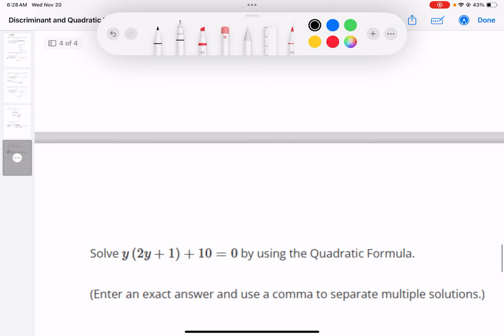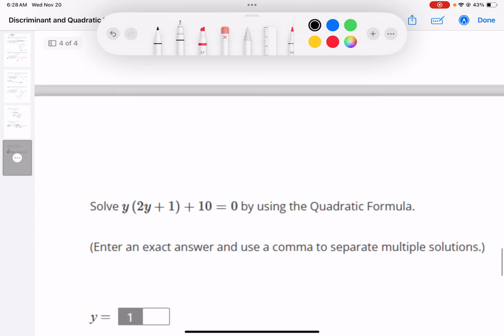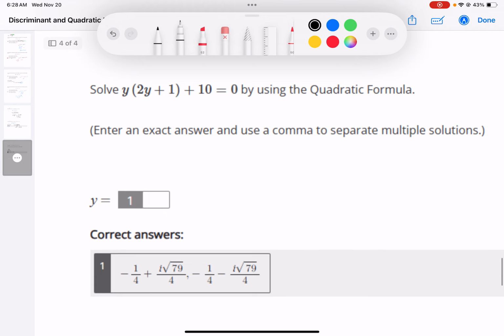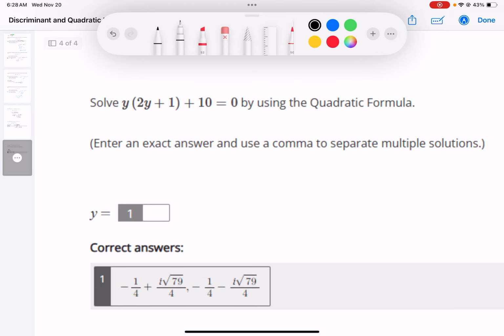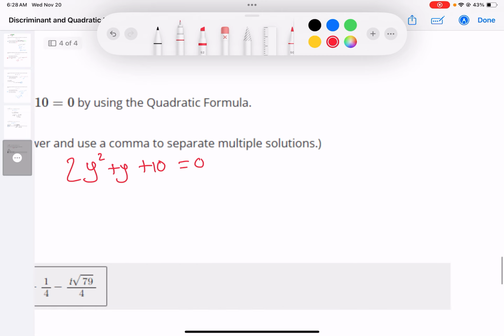Okay, I have my answers written down here. It doesn't change what I do. This one, as you can see, it's a bit messy. And I wanted to bring in one where we got a negative, so we had to use an imaginary number. And then also one that didn't have a perfect square, so we can kind of see how those answers are written. I'm going to solve this the same way. I'm going to go about it. And I'm going to distribute. So I got 2y squared plus y plus 10 equals 0.